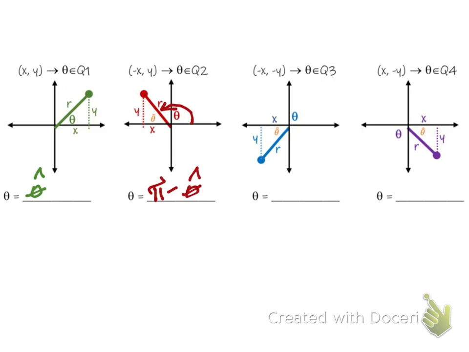In quadrant 3, again, this theta goes all the way around. I do pi plus theta hat to find theta. And in quadrant 4, we would do 2 pi minus theta hat. And you can always sketch it out a little bit to be sure that it goes in the right spot.